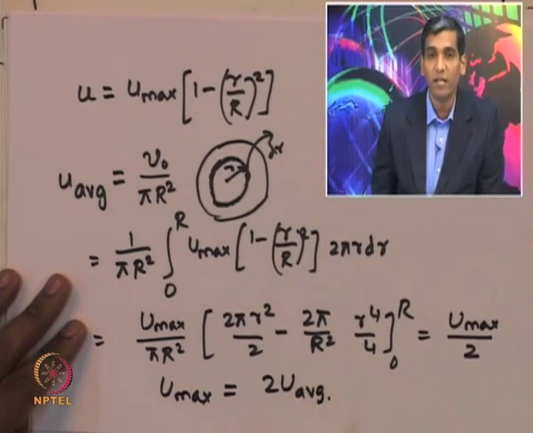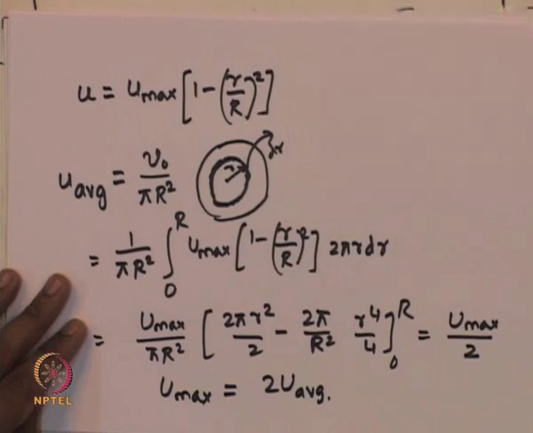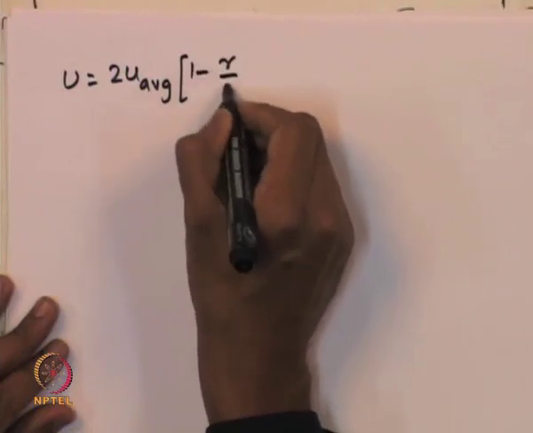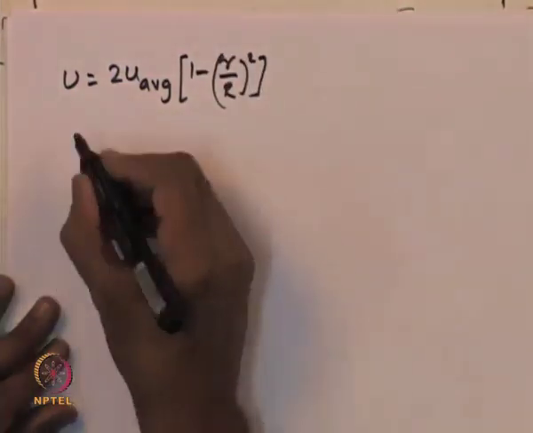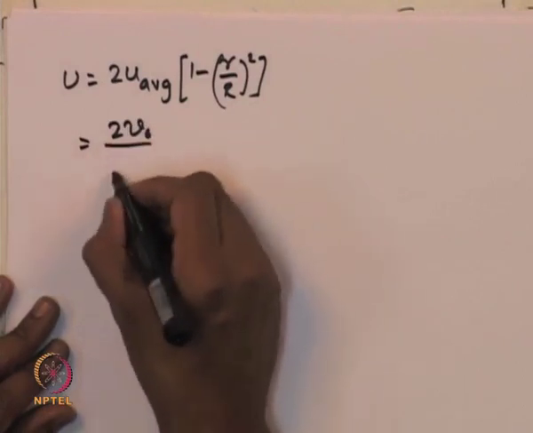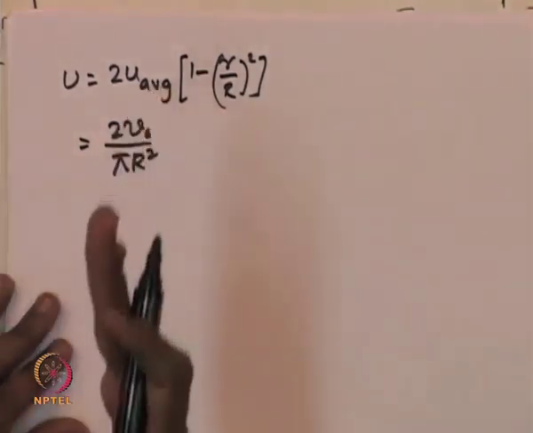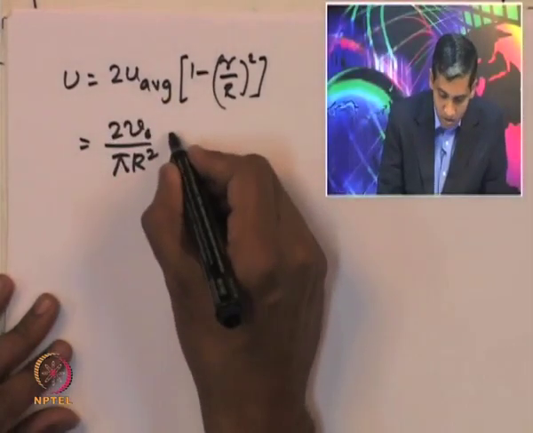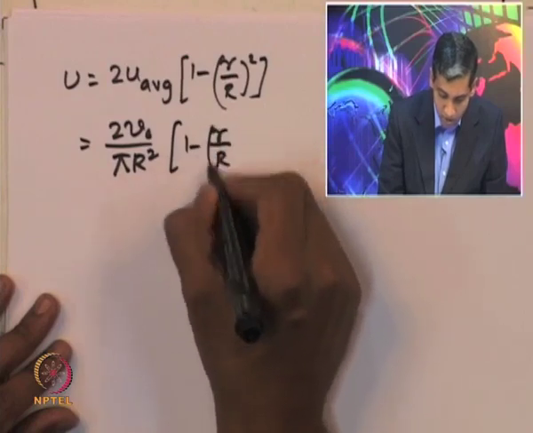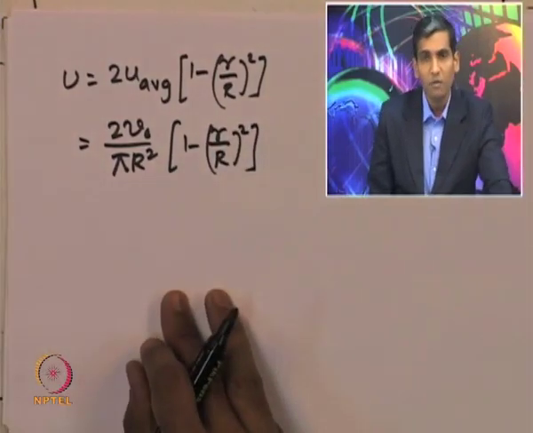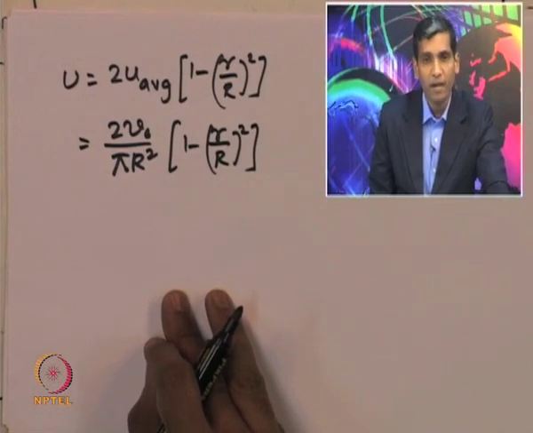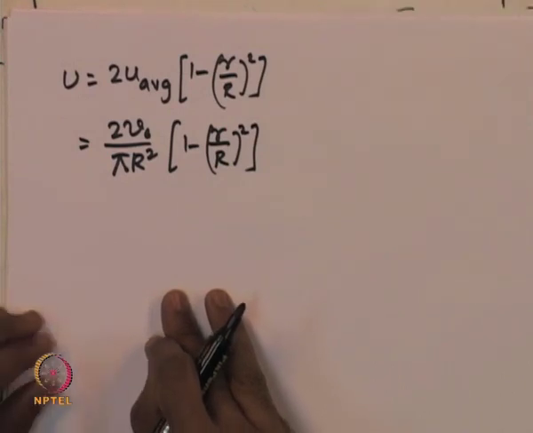So, substituting this in the expression for the velocity, we can rewrite the velocity expression as u equal to 2 times u average multiplied by 1 minus r by R the whole square, and that is equal to 2 V naught by pi R square. V naught is the volumetric flow rate with which the fluid is flowing at that cross section, into 1 minus r by R the whole square.